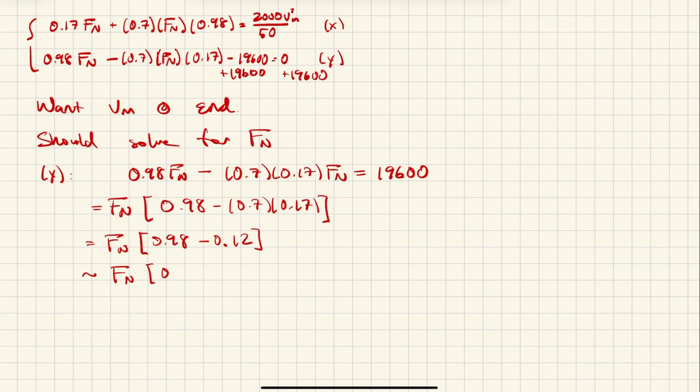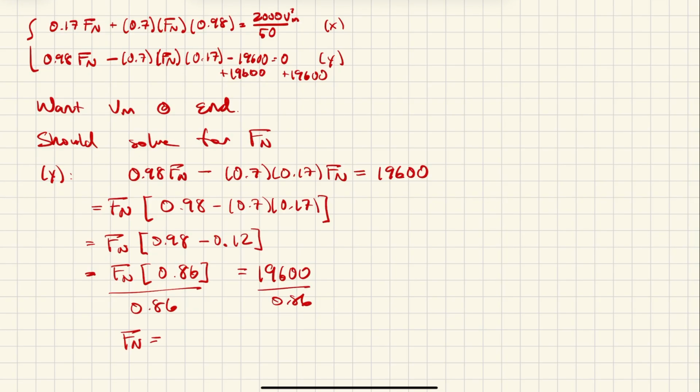And so this is approximately Fn times 0.86. Okay? And the right-hand side of this still remains this 19,600 newtons term, right? So we can solve for Fn by dividing both sides by 0.86. And we recover the result that Fn is approximately 22,790, up to a few rounding errors, in newtons.